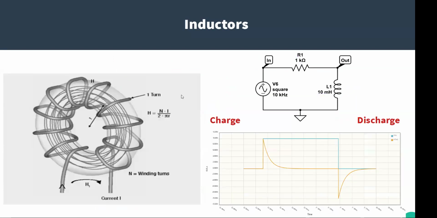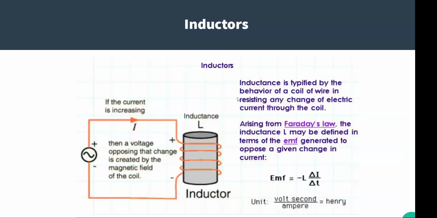What does T represent on that equation? The change of T. Oh, time. Okay, just want to make sure. Right, delta current per delta time. Gotcha.